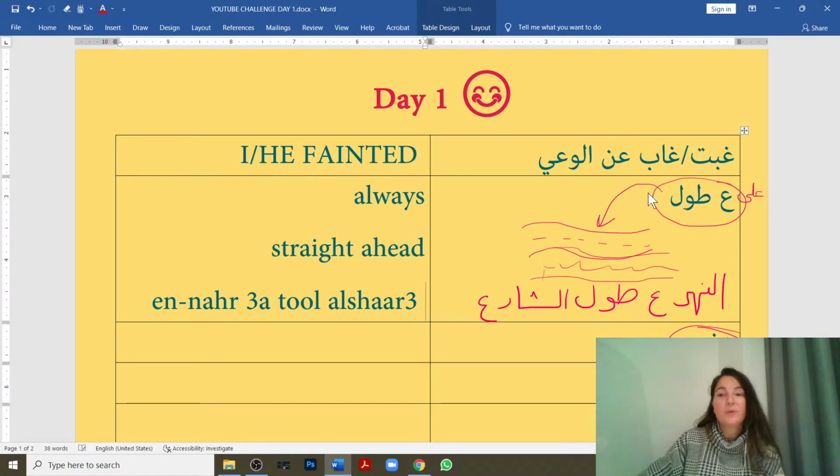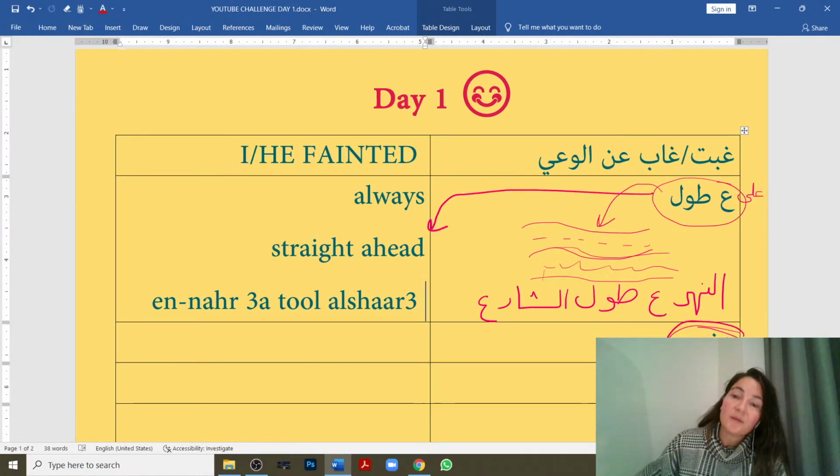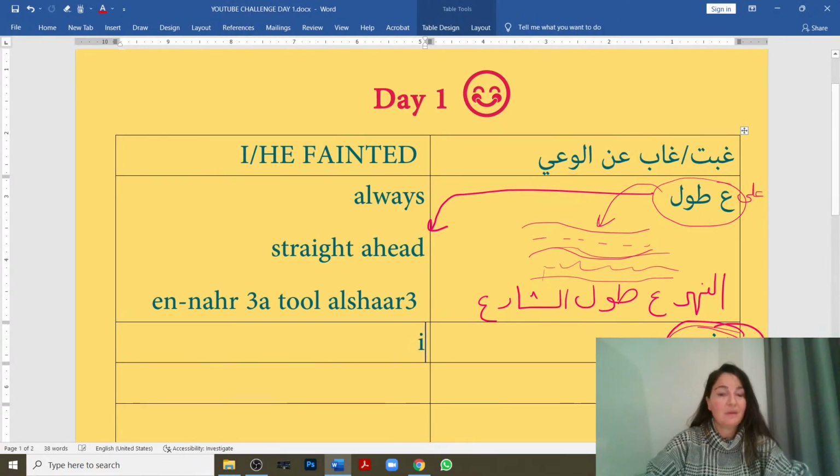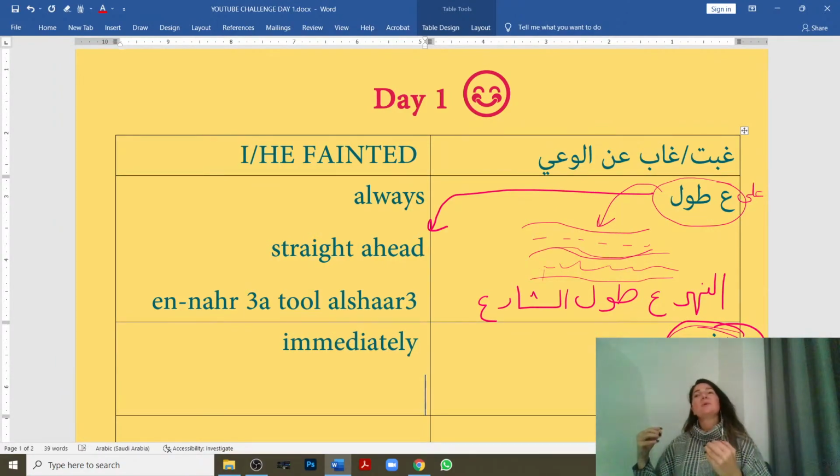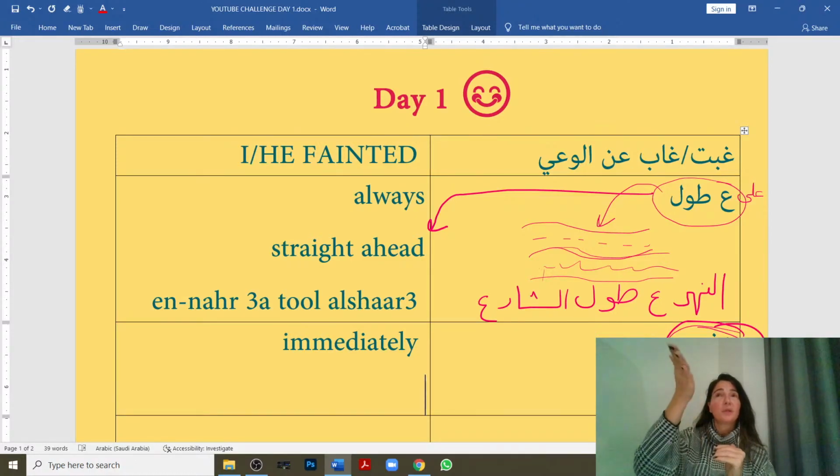And from عطول, that has the meaning of straight, you can also say دغري. دغري also can mean immediately. But again, when you use it in the sense of giving directions or showing the way, you can say روح دغري. Go straight. روح دغري. Okay? So far we know غبت عن الوعي or غاب عن الوعي. We know عطول and we know دغري.